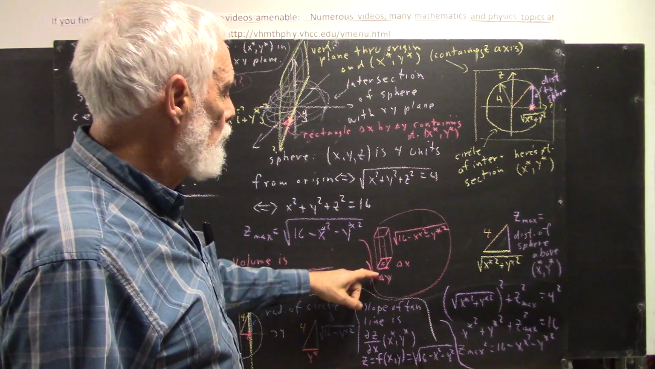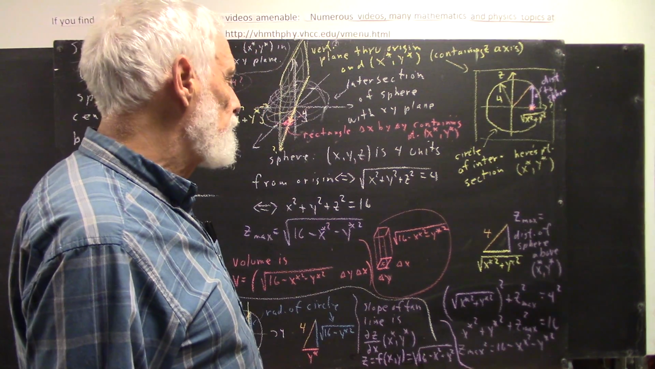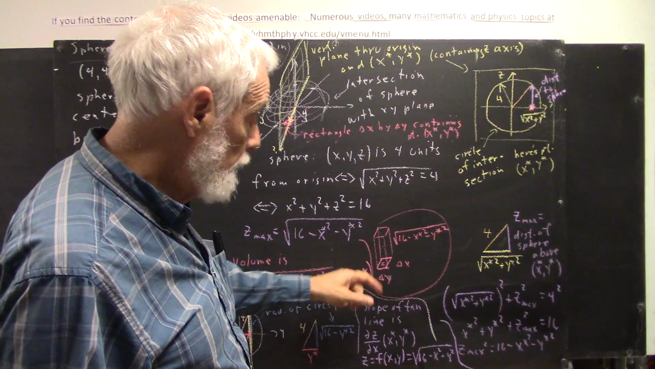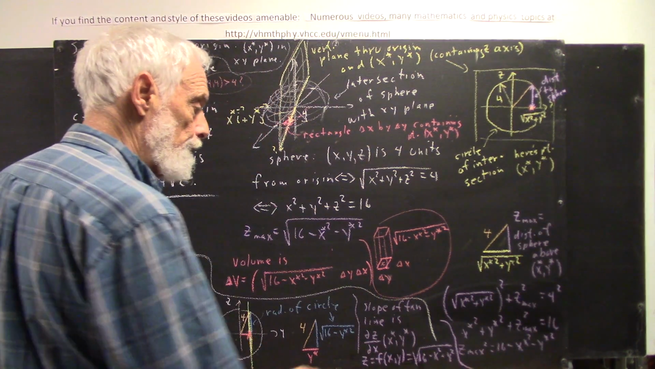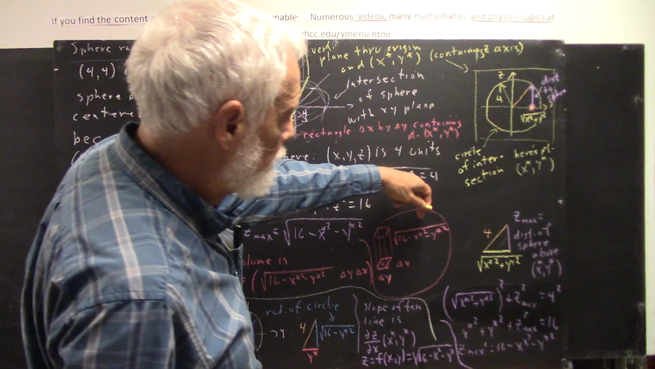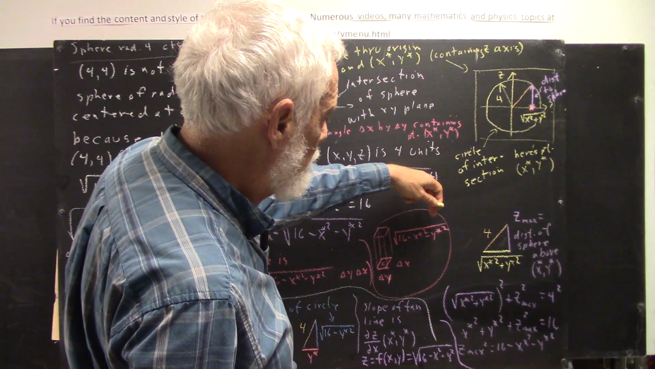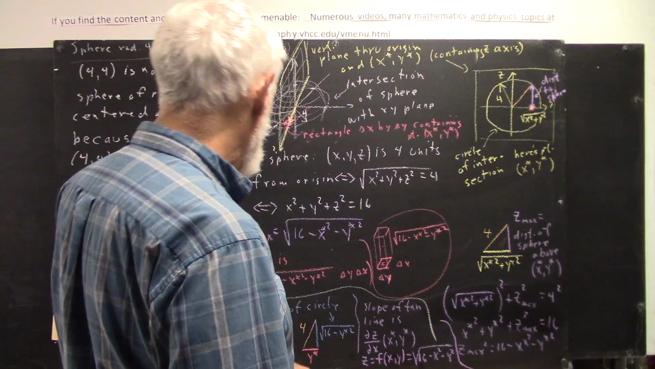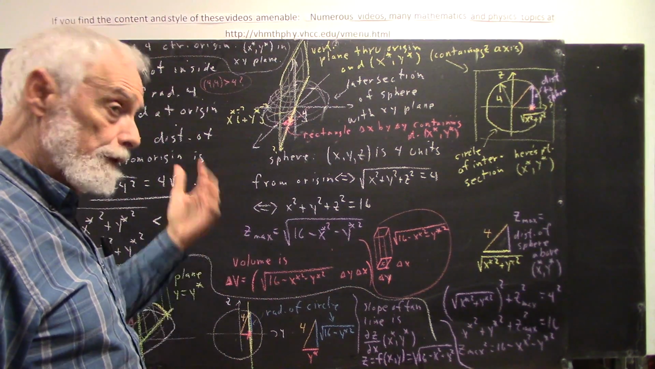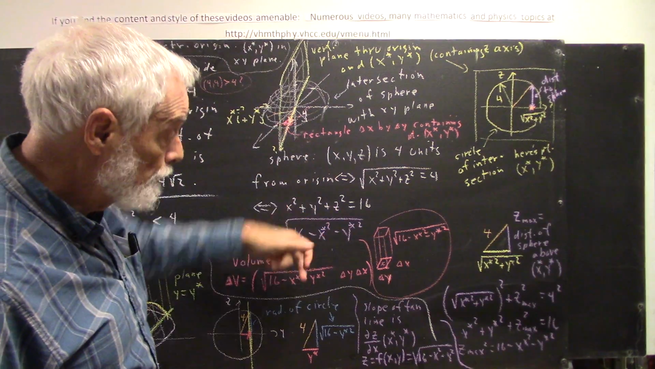Okay, so our approximating rectangular solid is going to look like this. It's going to be delta y by delta x by the square root of 16 minus x star squared minus y star squared. And its volume is going to be this. Okay, it's going to be the square root of 16 minus x star squared minus y star squared.